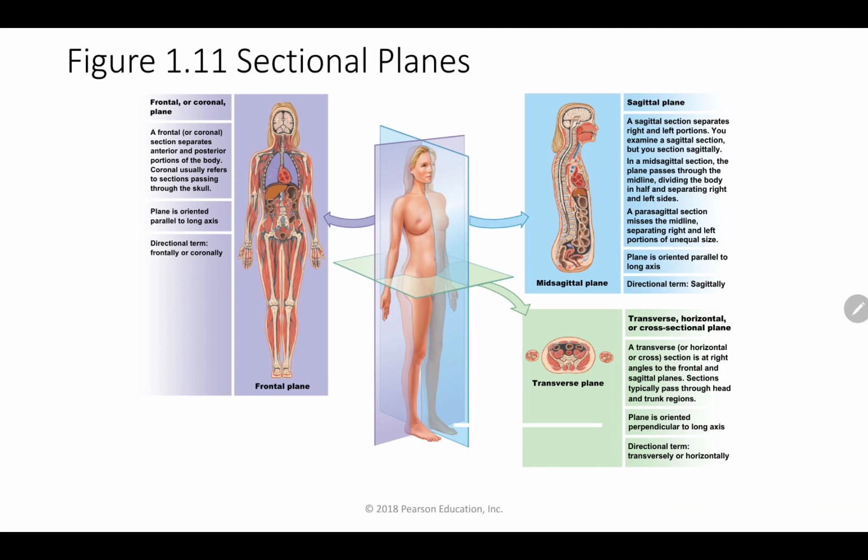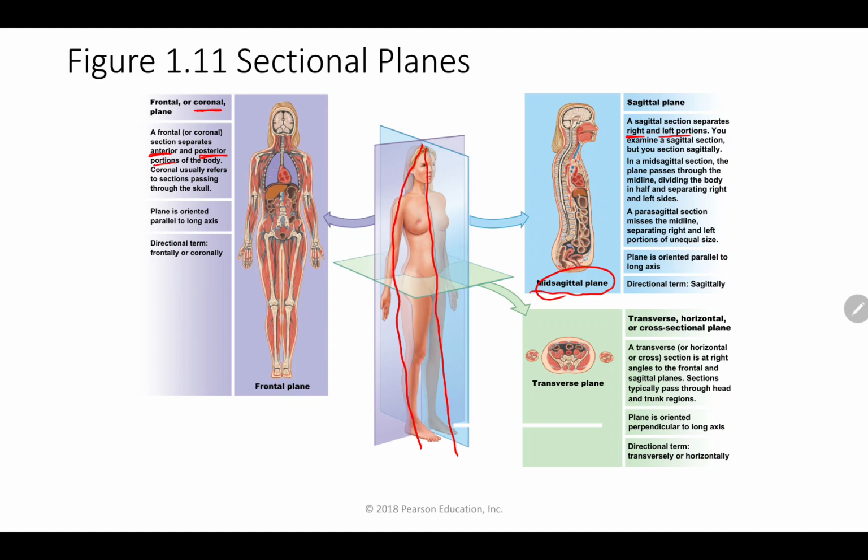Remember those different sectional planes. A sagittal plane is going to separate the body into right and left portions. Specifically, a mid-sagittal plane is when we're cutting you right down the middle, right down the center, giving you equal left and right halves. But a frontal or coronal plane separates the body, giving you a front and a back, an anterior and a posterior portion of the body.